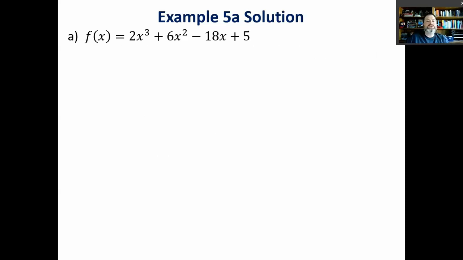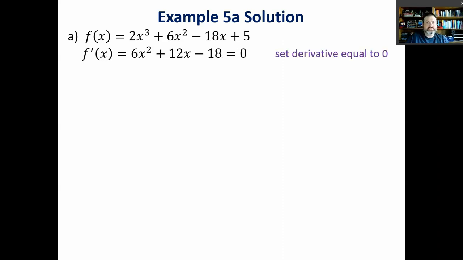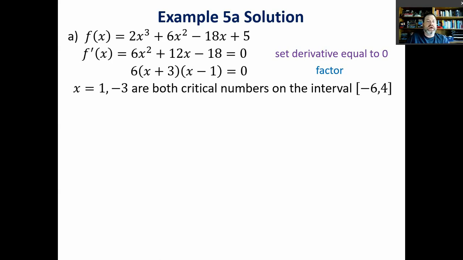All right, so first thing we do is find the critical values. This is a polynomial, so the critical values will only be horizontal tangents. We won't have any divide by 0 stuff. But same thing, right? Set derivative equal to 0, factor, solve. That is the steps. Anytime you do any of these problems, follow those steps. So we have x equals 1 and -3 are both critical numbers.